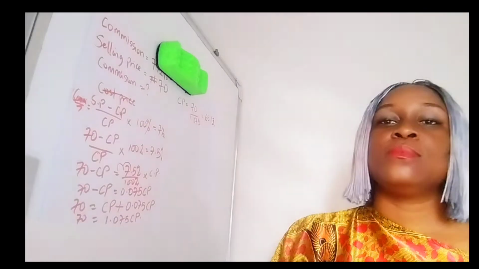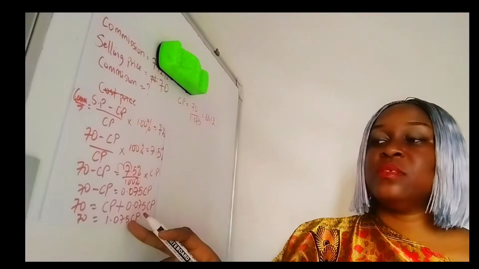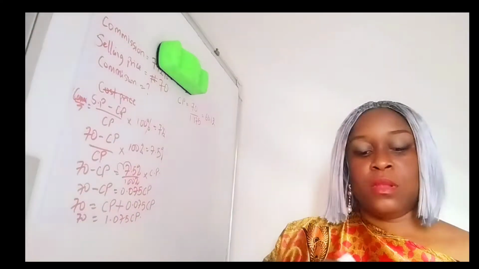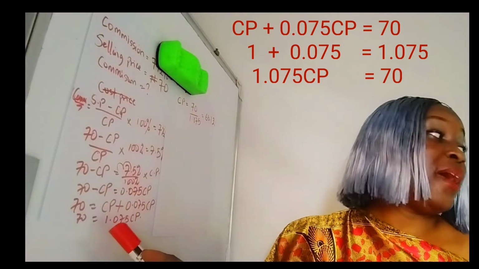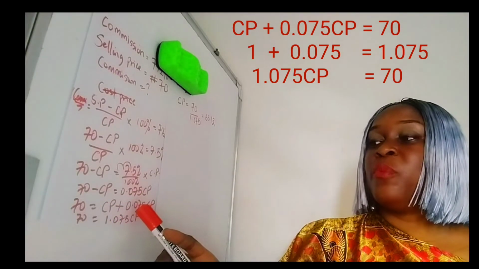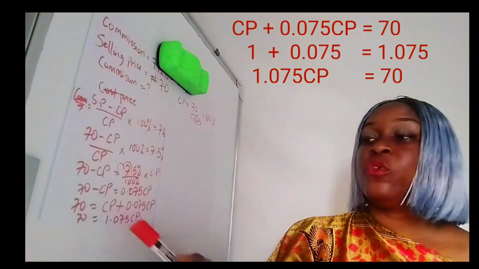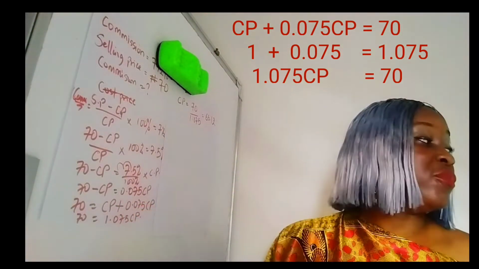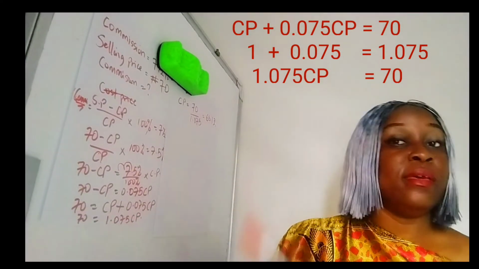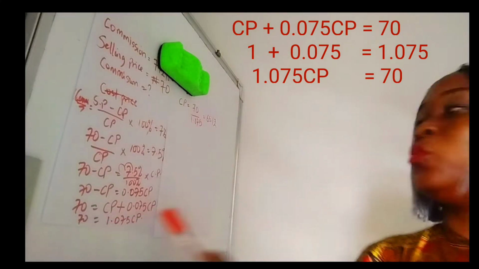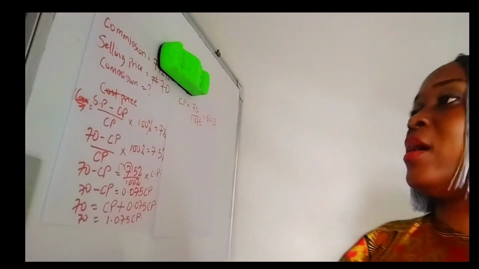Now ask your question again. What's your question? Please, where did you get the 1? Okay, 1 point this, right? Yes. Okay, now let's assume that CP is 1, right? And let's assume that 0.075 CP is 0.075. So 1 plus 0.075 is what? 1.075 CP. So that's how I got this one here.